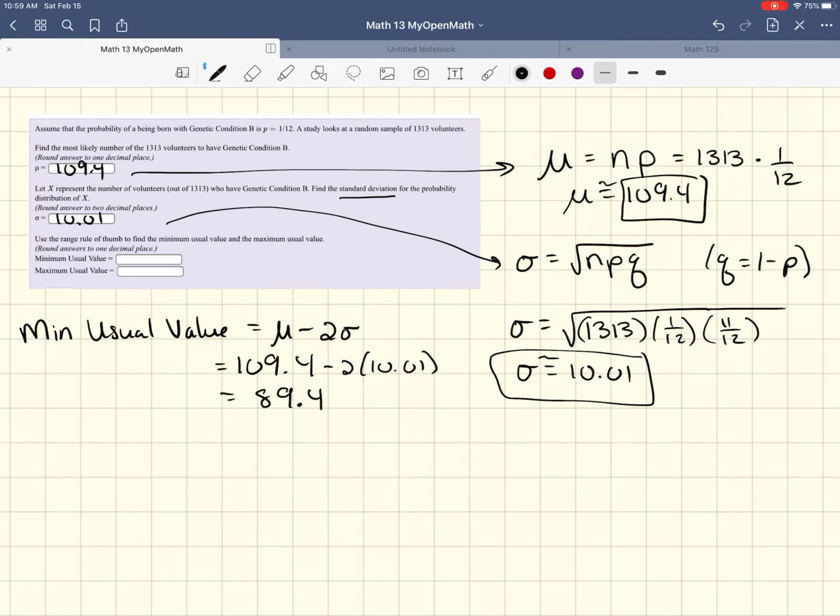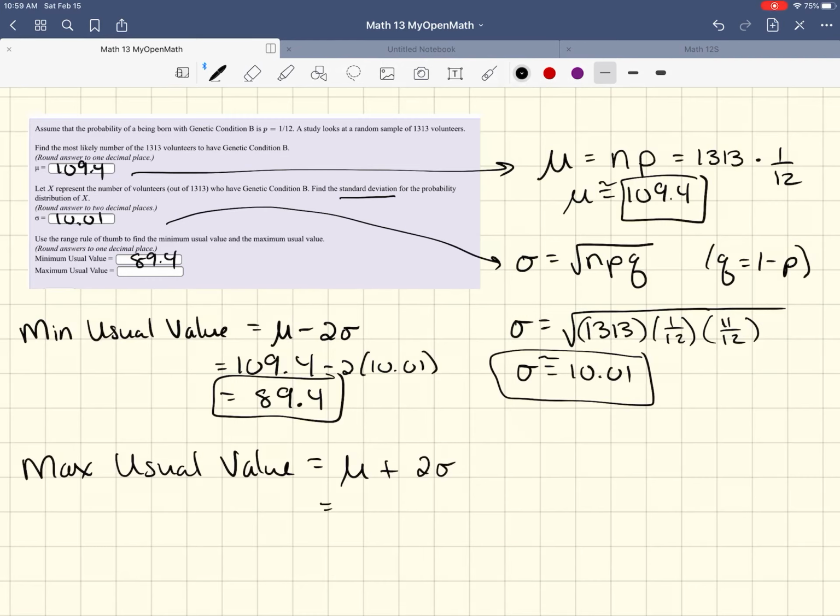So that means that a minimum number of about 89 people would have this genetic condition. And then finally, the maximum usual value is the same idea. It's 2 standard deviations above the mean. So 109.4 plus 2 times 10.01, which gives us 129.4, rounded to 1 decimal place.